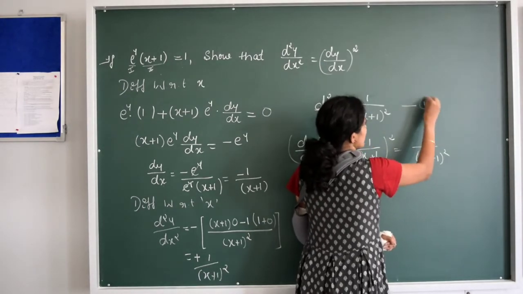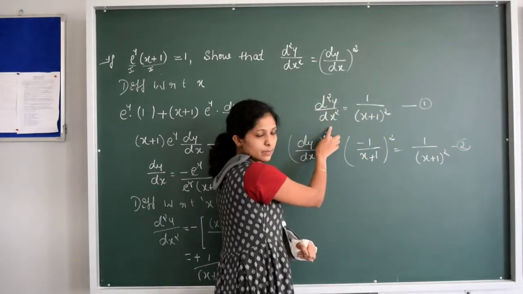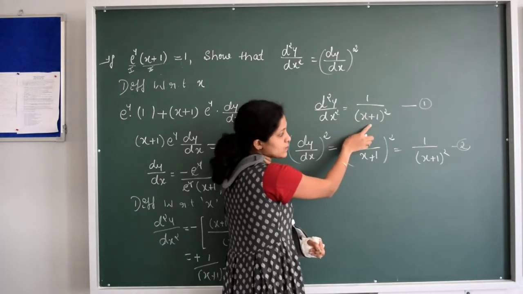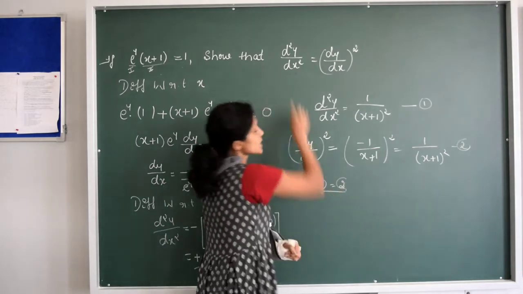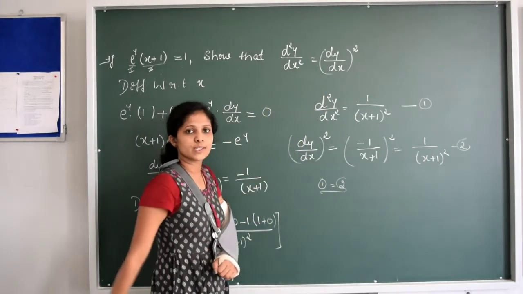So you can consider this as 1 and this as 2. You can observe it here. D square y by dx square will be equal to dy by dx whole square, that is 1 divided by x plus 1 whole square. So 1 equals 2. We proved that d square y by dx square is equal to dy by dx whole square. I hope you understood this one.